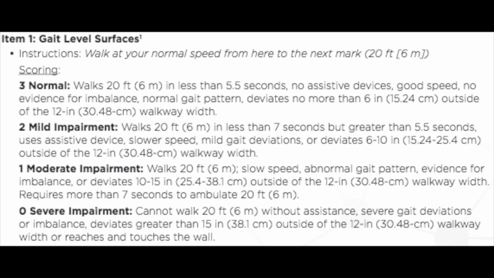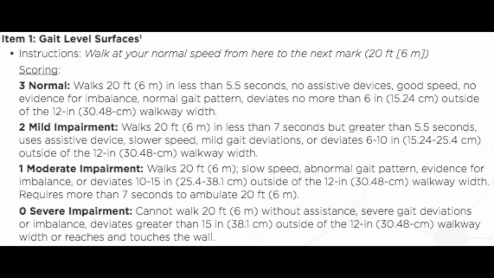A 3 is given for the first one if the patient can walk 20 feet in less than 5.5 seconds with no assistive devices, good speed, no evidence for imbalance, normal gait pattern, and deviates no more than 6 inches outside of the 12-inch walkway width.